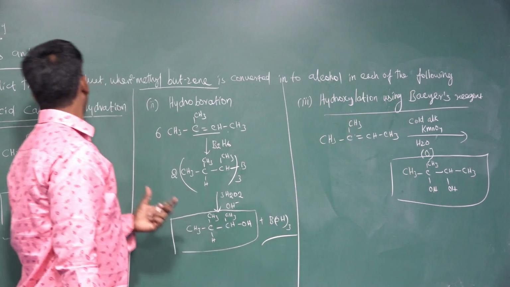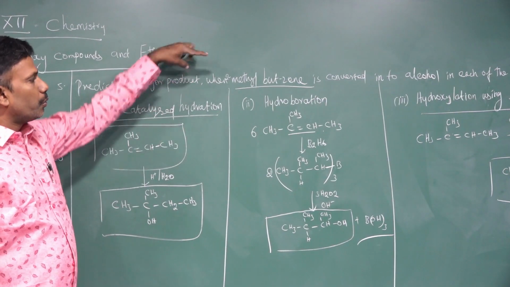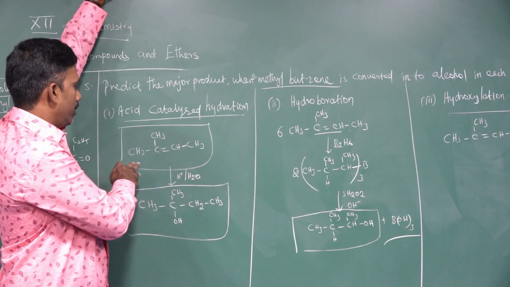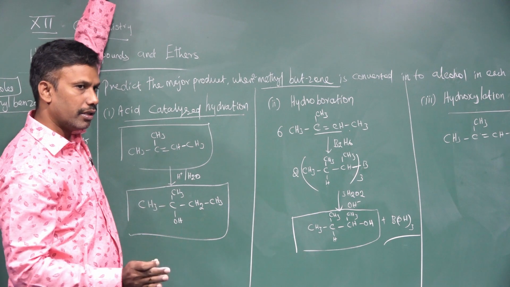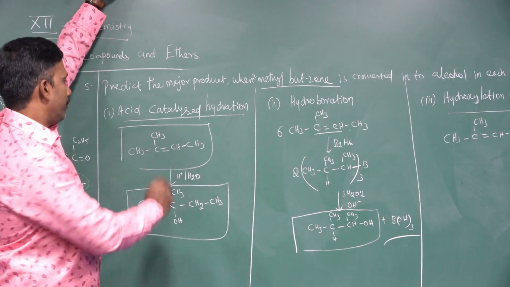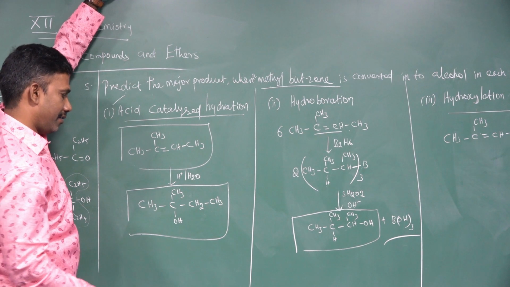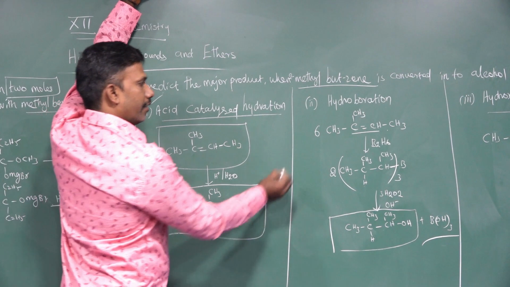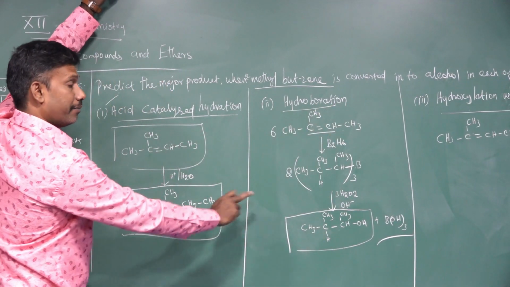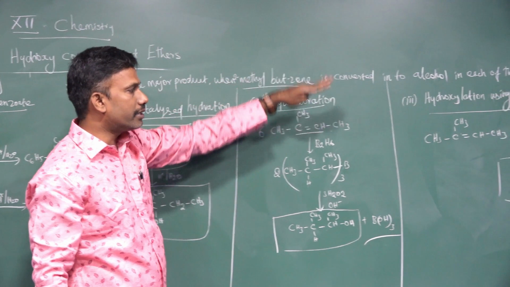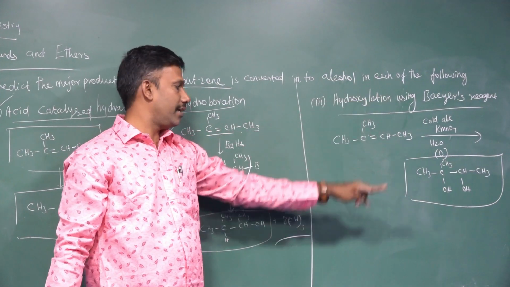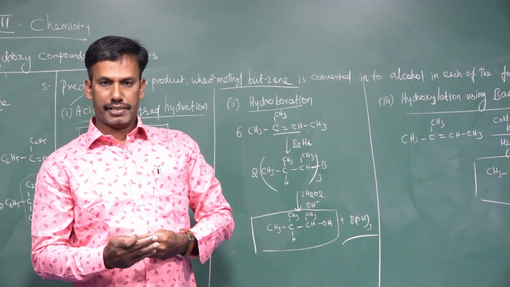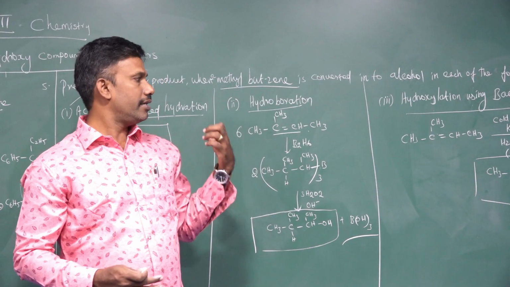So what is the question? Predict the major product when 2-methyl-2-butene is converted to alcohol. In all the cases, 2-methyl-2-butene is converted to alcohol in three different ways. By acid-catalyzed hydration, you get the Markovnikov product. With hydroboration, you get the anti-Markovnikov product. With hydroxylation, using a base reagent, you get diols. This is how an unsymmetrical alkene is converted to alcohol in these three ways.